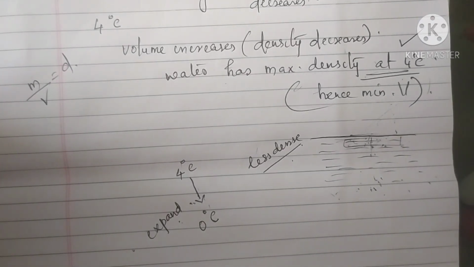So we have come to the end of this chapter, that is thermal properties of matter. In the next class we'll move to the next lesson, that is thermodynamics.